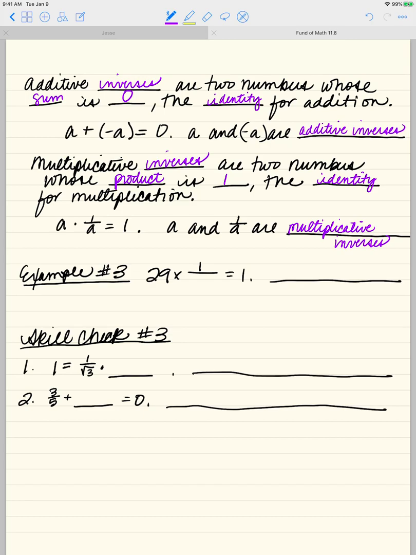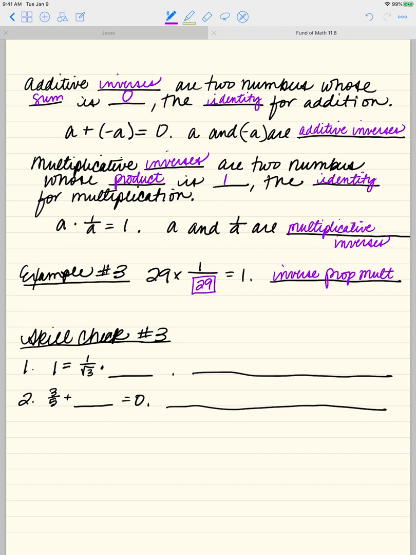Okay? Example number 3 says fill in the box. Okay? 29 times 1 over what is going to be equal to 1? Well, this is an example of an identity property, okay? Multiplicative identity. So 29 times 1 over 29. 29 times its reciprocal will give us 1, and that is an example of the inverse property of multiplication, and you have to make sure you indicate that.